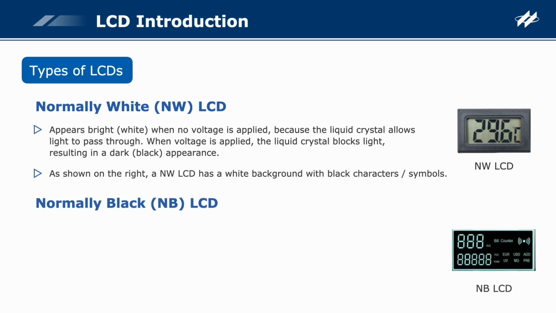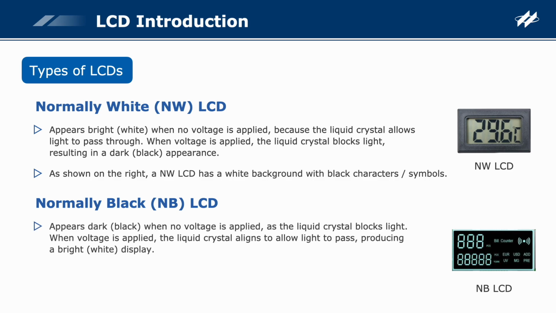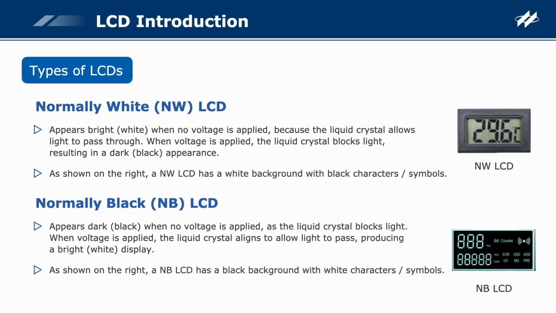Conversely, a normally black LCD, abbreviated as NB-LCD, appears dark when no voltage is applied, as the liquid crystal blocks light. When voltage is applied, the liquid crystal aligns to allow light to pass, producing a bright display. As shown on the right, a normally black LCD has a black background with white characters or symbols.